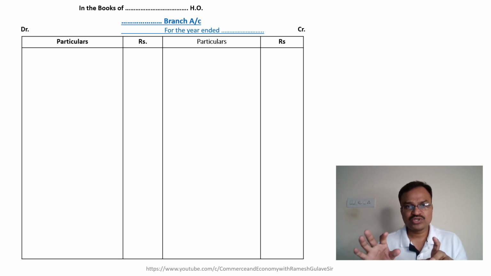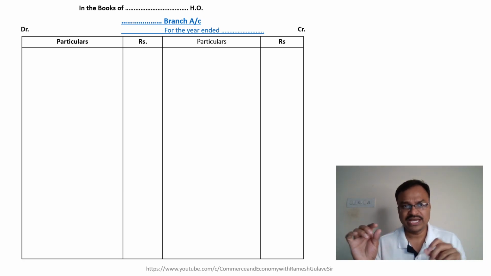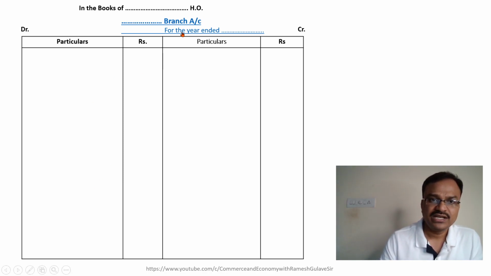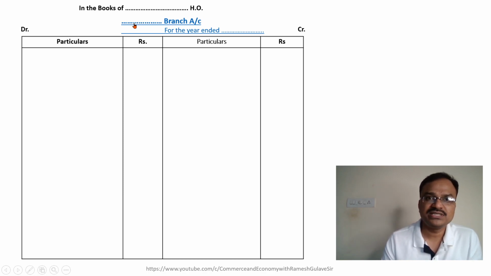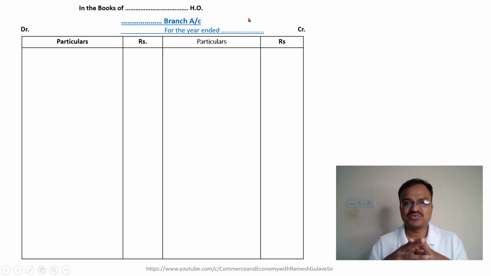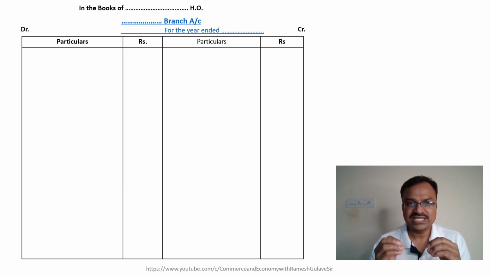Here, in the books of ABC Limited, Mumbai. Basically, we have to mention the head office. Then, which branch is that, like Pune branch, Mumbai branch, whatever. If the head office is in Mumbai, then branches can be in other places. So basically, this branch account is prepared in this format. And here I would like to mention a very important point related to branch account.